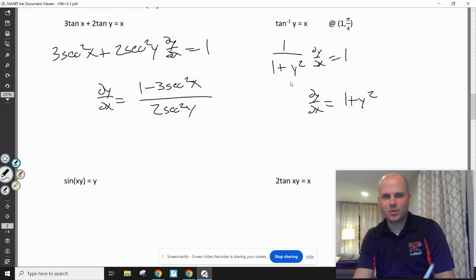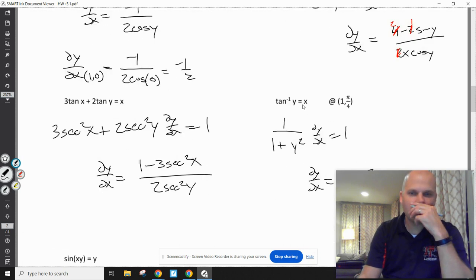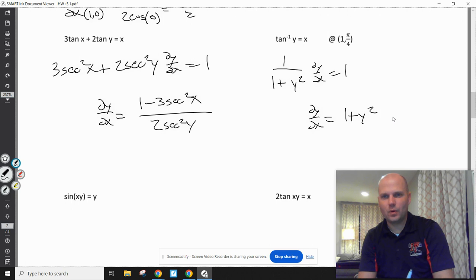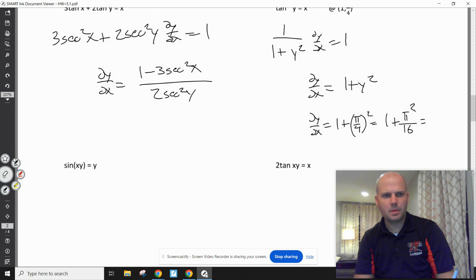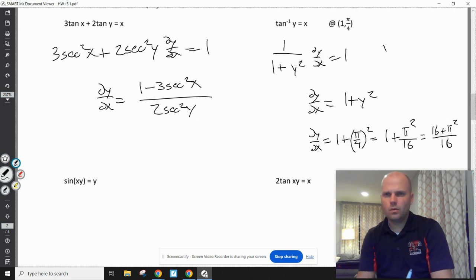Multiply both sides by 1 plus y squared. Turn this down. Oh, sorry. Okay. I plug in pi over 4. We don't want it too loud, okay? 16 plus pi squared over 16, or that's it. Maybe I'm going to write it as one fraction. Y minus pi over 4 equals 16 plus pi squared over 16, x minus 1.